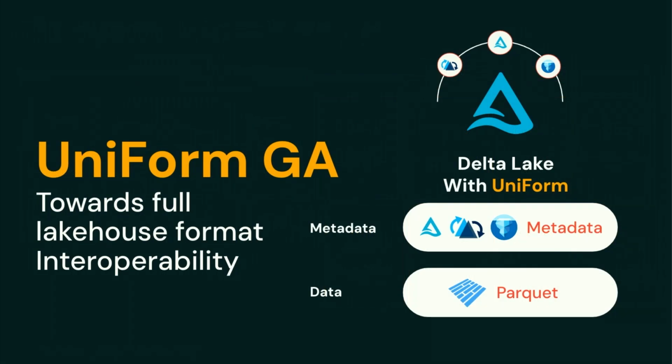Uniform allows you to not worry about the formats anymore, right? You just choose whatever you want, Delta Lake or Iceberg, and the uniform will copy all this metadata for different formats, but reuse the same data files. And then it will make your life easier for choosing the formats.